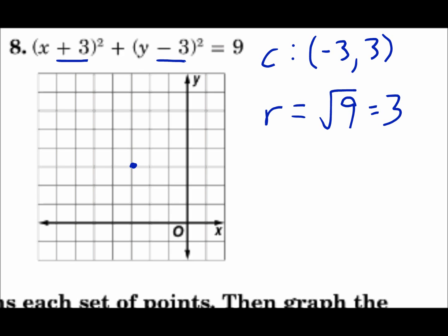There's the center at (negative 3, 3). And then go 3 in each direction for the radius. Once you've got those points to guide you, draw the circle. And there you go. Center at (negative 3, 3), radius of 3.